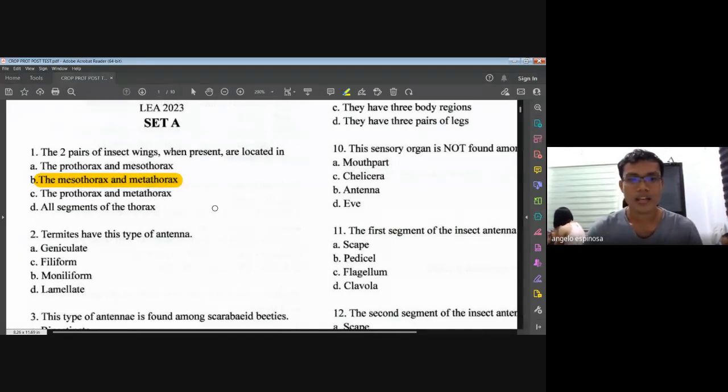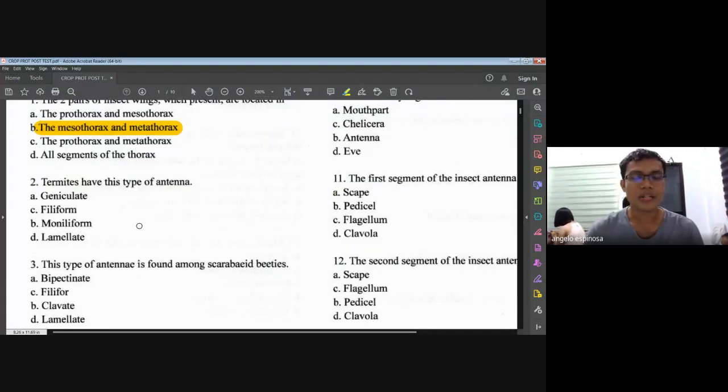Okay. Next, number two, termites have this type of antenna. The correct answer is letter B, that is moniliform.